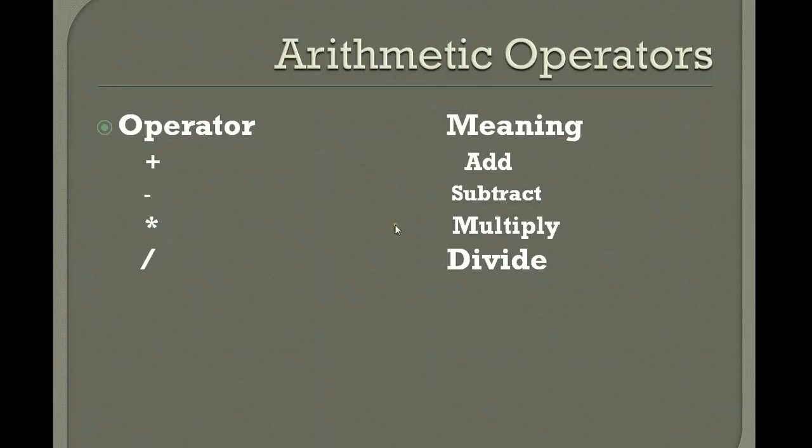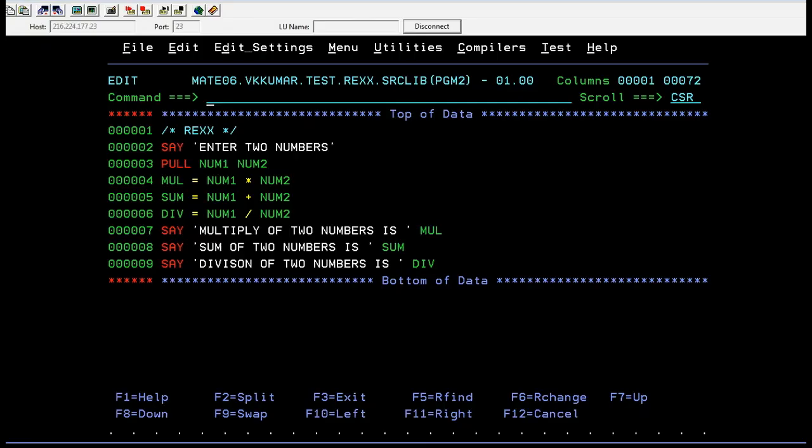So these are the four different operators. The plus stands for add, hyphen stands for subtract, then multiply and divide. Now we are going to see how this works in mainframe REXX coding. So let me connect to the mainframe and show you how to write this REXX code using these arithmetic operations.